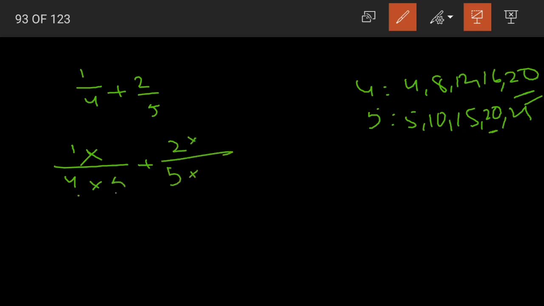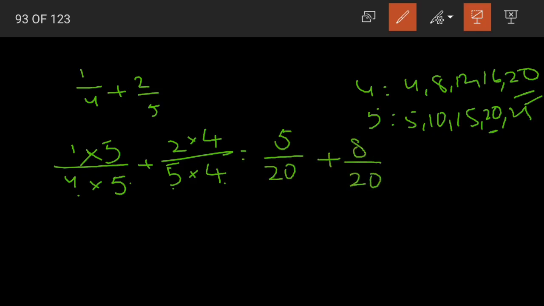Now when will we get 20? 4 into 5, so multiplying the numerator with 5 as well. Here 5 into 4 is 20, so multiplying the numerator as well. 1 into 5, 5 by 20, plus 2 into 4, 8 by 20. It is nothing but 5 plus 8 divided by 20, which is equal to 13 by 20.